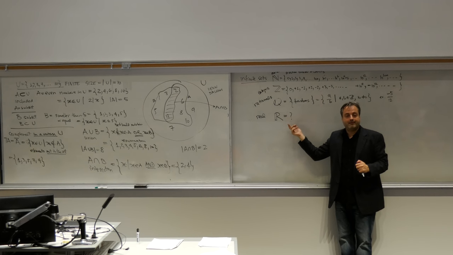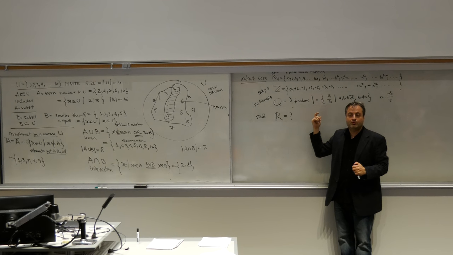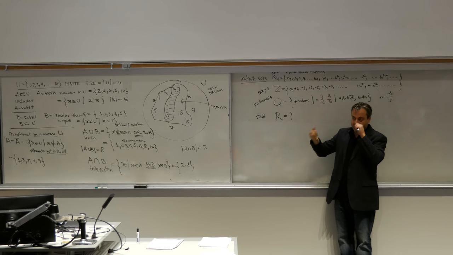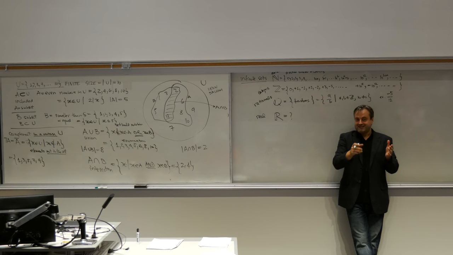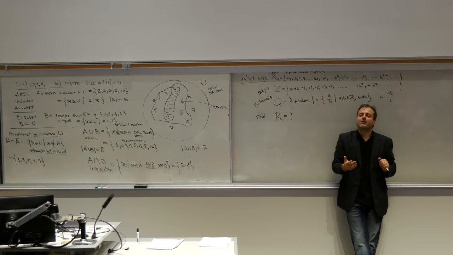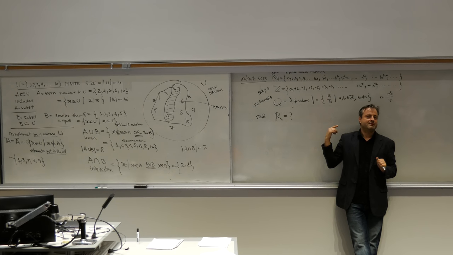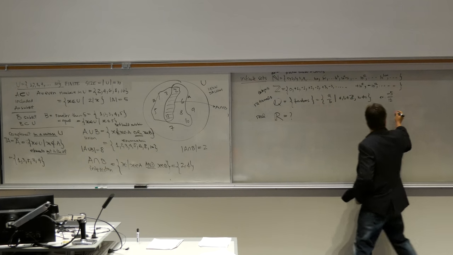How about the irrationals? Is that the same as Q? Are all real numbers rational? Can you give me an example of a real number that's not rational? How do you know it's not rational? It goes on forever. How do you know it goes on forever? Somebody told you that. It does go on forever. What do we mean by go on forever? Can rational numbers go on forever? Yeah, they can. Rational numbers can go on forever, right?